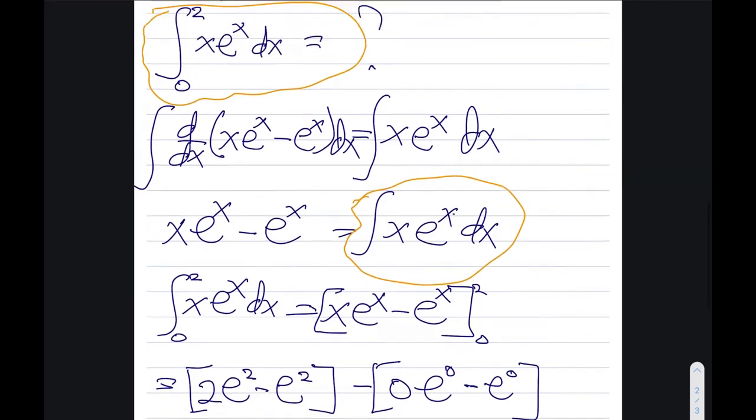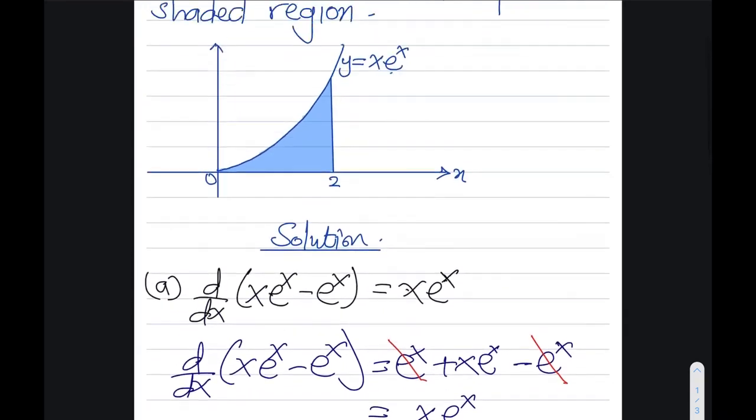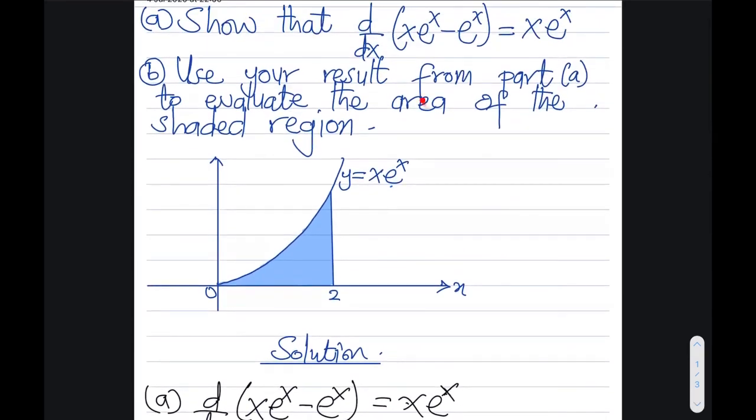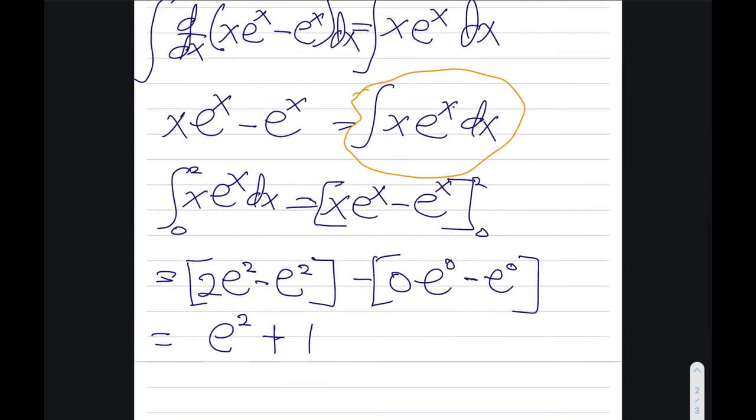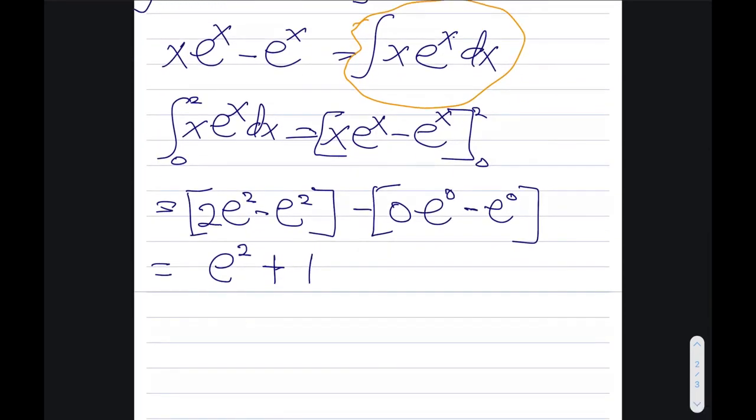Now, since it was an area that we are looking for, okay, our unit is very important. Okay, so we just end by saying unit square, and then we are done.